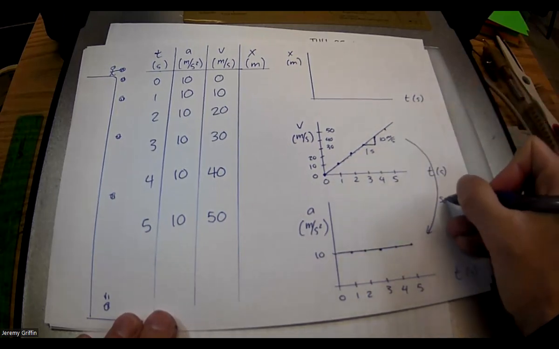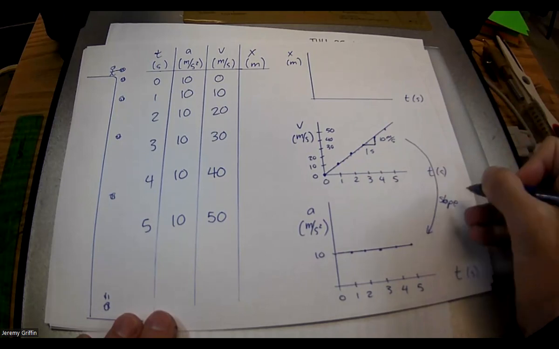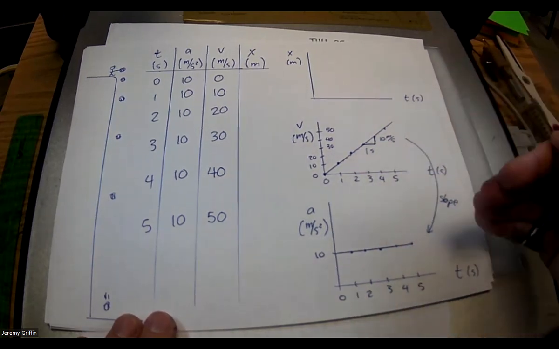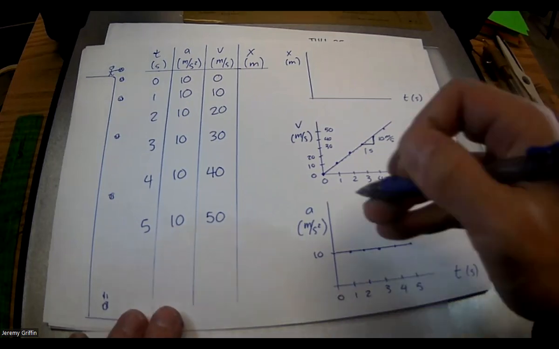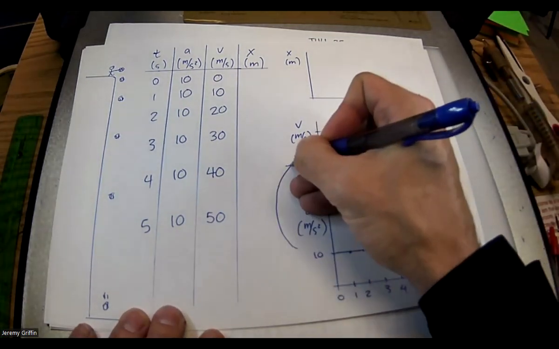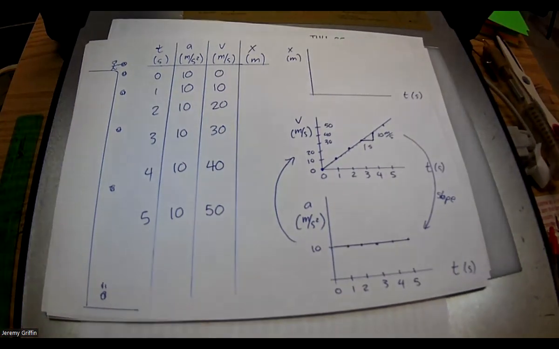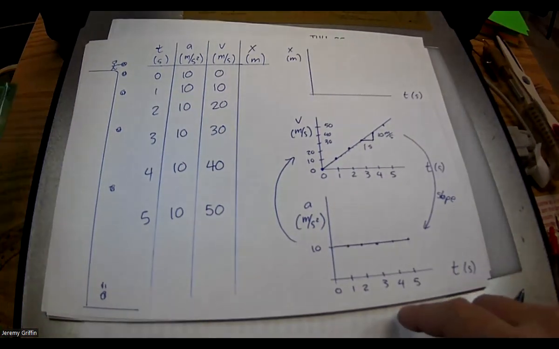I'm going to draw an arrow and say slope, because if you know the slope of V versus T, you can very quickly draw A versus T, because that's what it is. Like that. And there's also a relationship back the other way too. Now this one's a little trickier to think about, but I think you guys can get this.